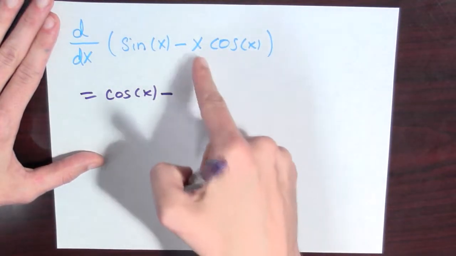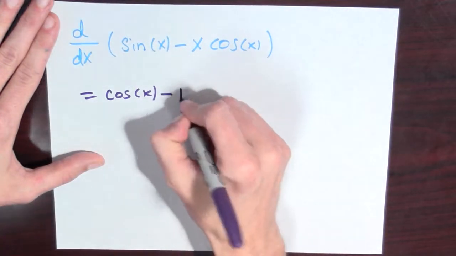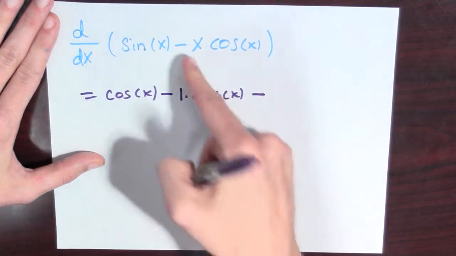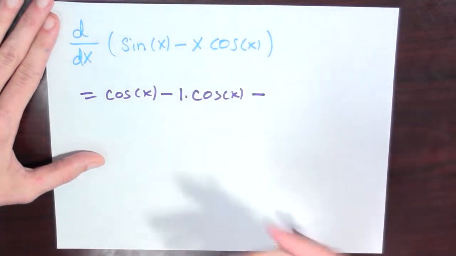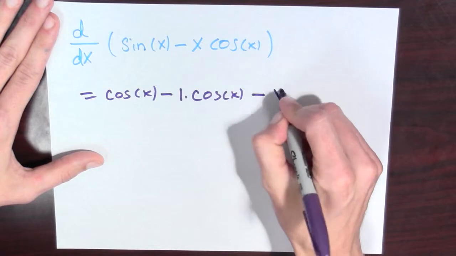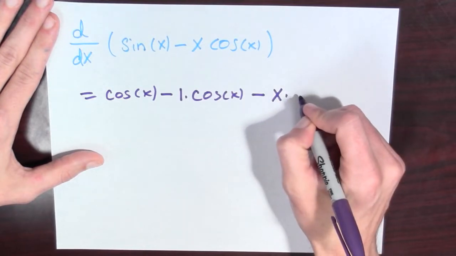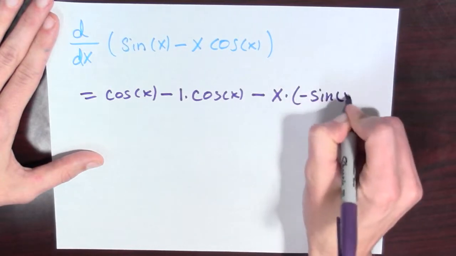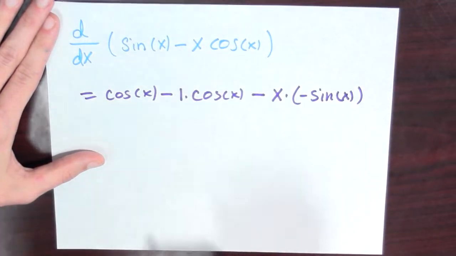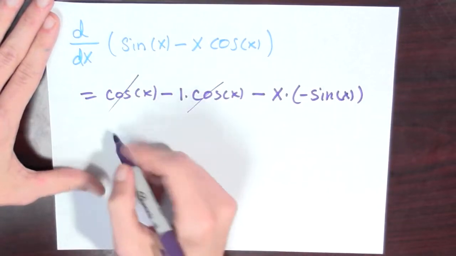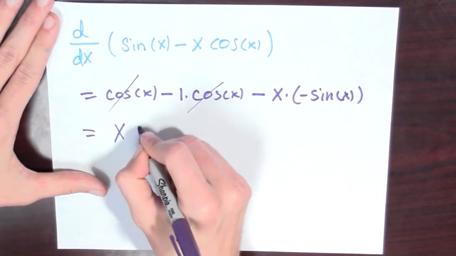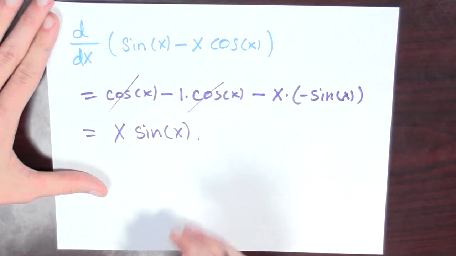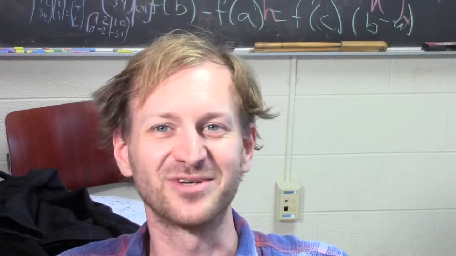So this is going to be minus, well, let's take the derivative of x first. 1 times cosine of x minus, because it's distributing the minus sign, x times, well, the derivative of cosine is negative sine of x. And now look what happens. These cancel, and we're going to get x sine of x as our final answer. Our second example is done.